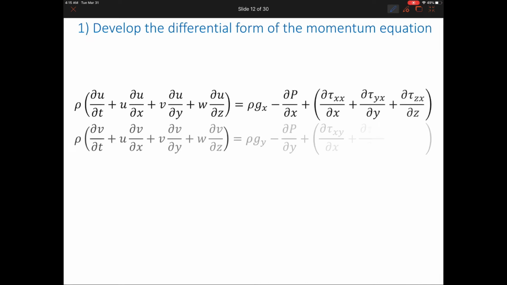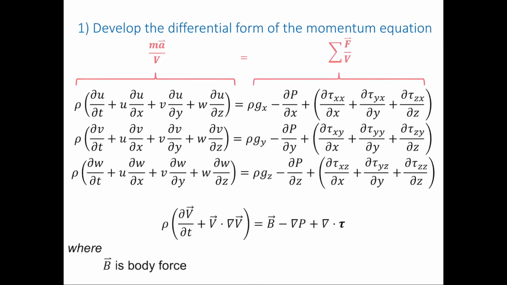forces. Okay, so when we think about this whole thing, we now have three components, or three directions rather, x, y, and z, of our differential form of the momentum equation, where B in this case, as I said earlier, is our body force. And this is our vector notation. The vector notation is the same thing as our x direction, y direction, and z direction. It's the same expression, just shorthand.